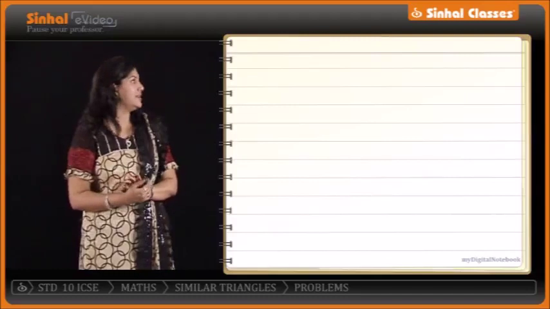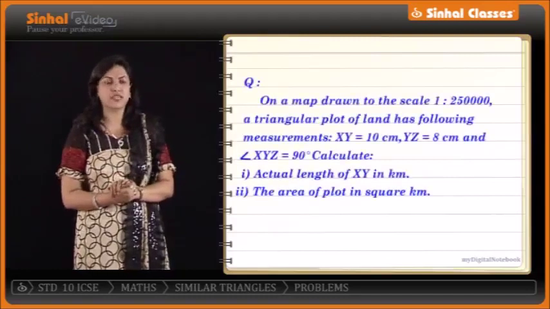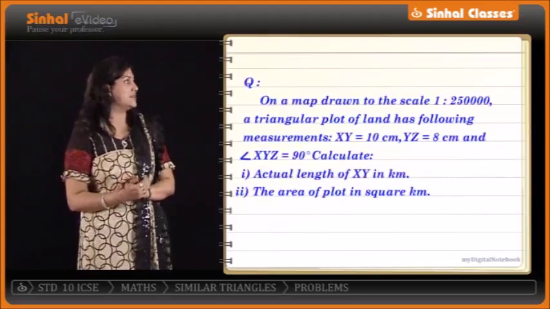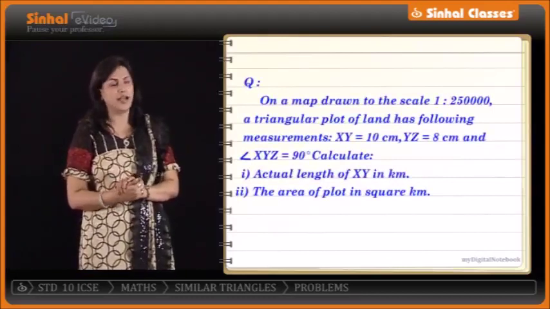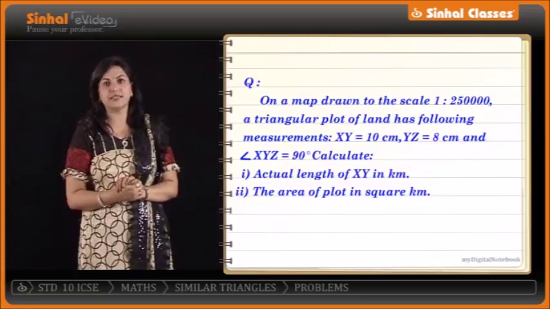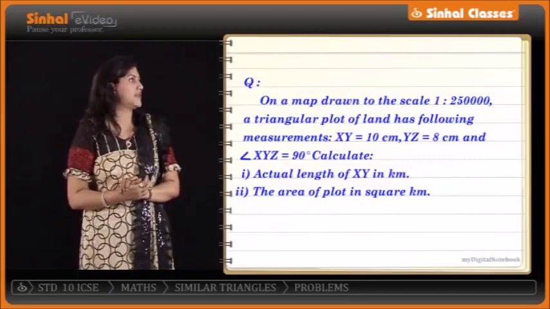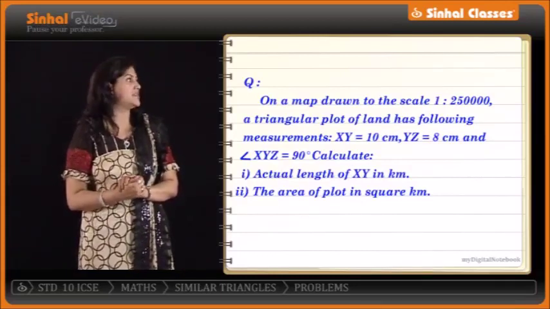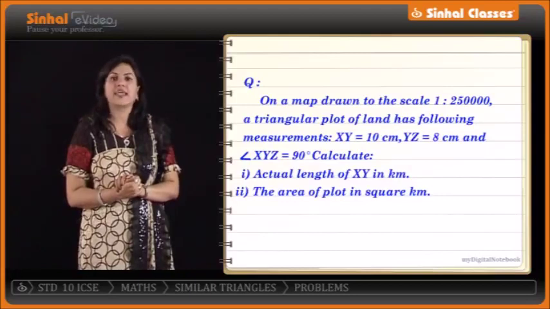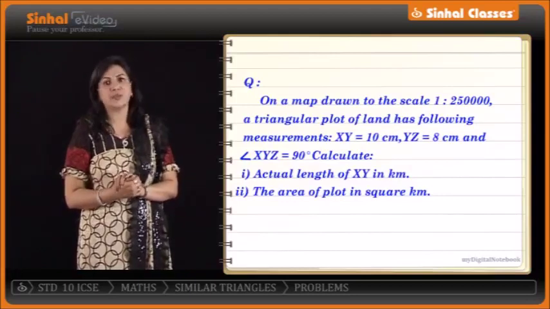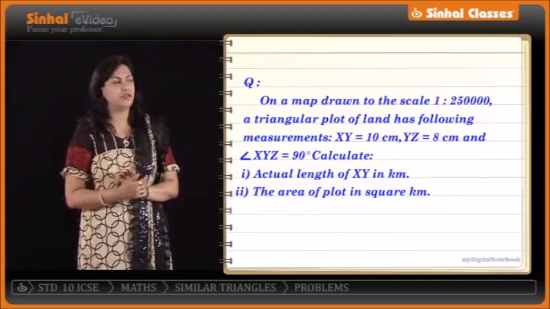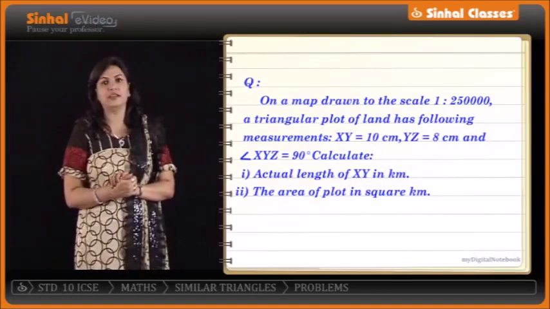The first one: on a map drawn to scale 1 is to 2,50,000, a triangular plot of land has the following measurements: xy is equal to 10 cm, yz is equal to 8 cm, and angle xzy is equal to 90 degrees. Calculate the length of xy in kilometer and also the area of the plot in square kilometer.